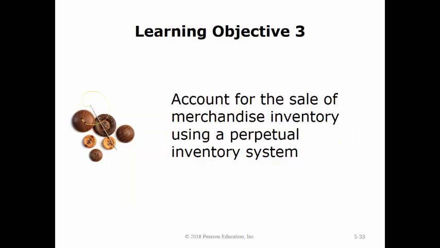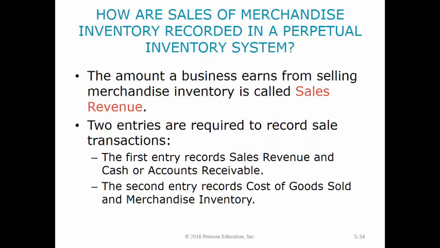In the third section, we will learn how to account for the sale of merchandise inventory using a perpetual inventory system. After a company buys merchandise inventory, the next step is to sell the goods. At the time of sale, 2 entries must be recorded in the perpetual inventory system. One entry records the sales revenue and the cash or accounts receivable at the time of sale. The second entry records cost of goods sold, debit the expense, and reduces the merchandise inventory, credit the asset.